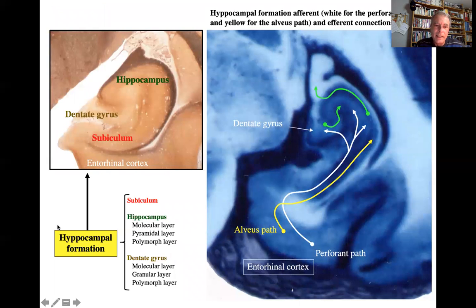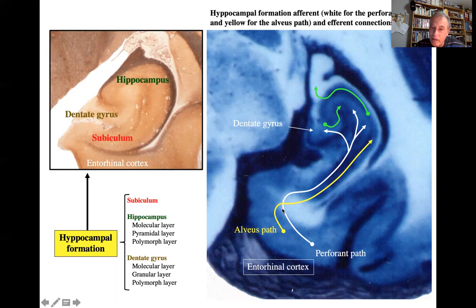So, the hippocampal formation is formed by the subiculum, hippocampus, and dentate gyrus, right? And the hippocampus has 3 layers, and the dentate gyrus has 3 layers, right? So, how are these fibers going to get to the hippocampal formation? By ascending fibers. From where? From the parahippocampal gyrus and the caudal portion of the piriform lobe. And we know this cortex is also known as entorhinal cortex. So there are 2 pathways, an alveus path and a perforant path.